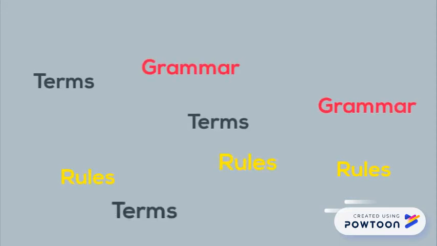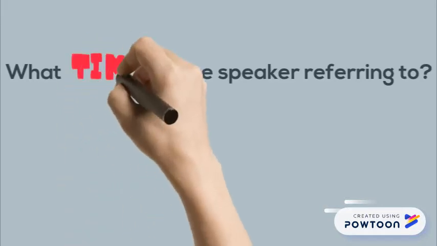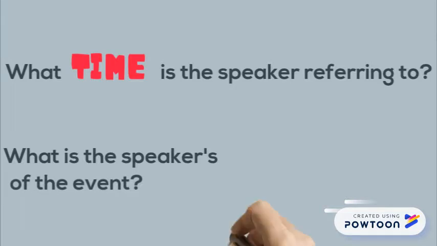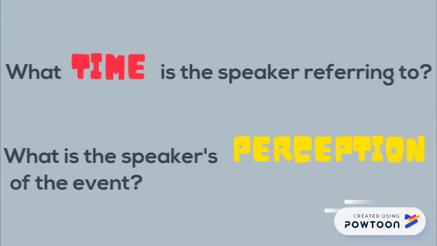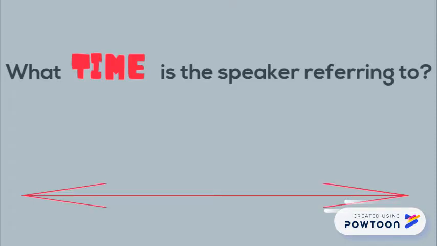There are a lot of rules and grammar and terms about using verbs in English, but the main questions are simple, and there are only two. One, what time is the speaker referring to? And two, what is the speaker's perception of the event? The answer to the first question is the past, the present, or the future.